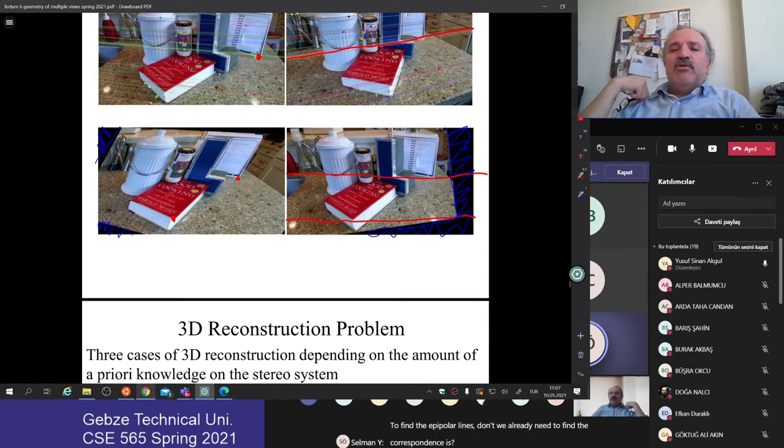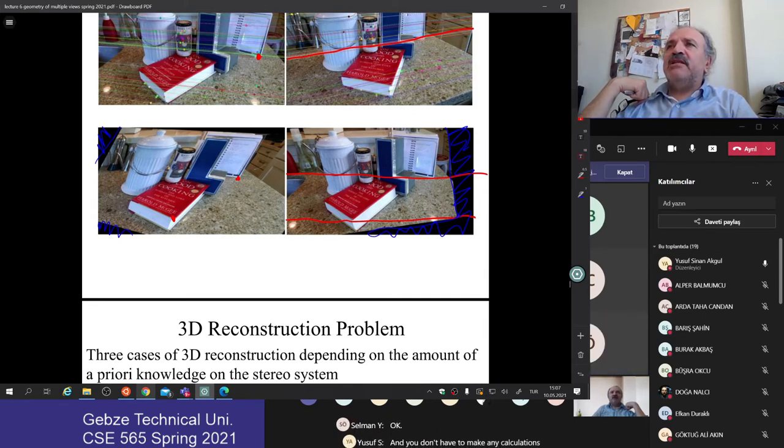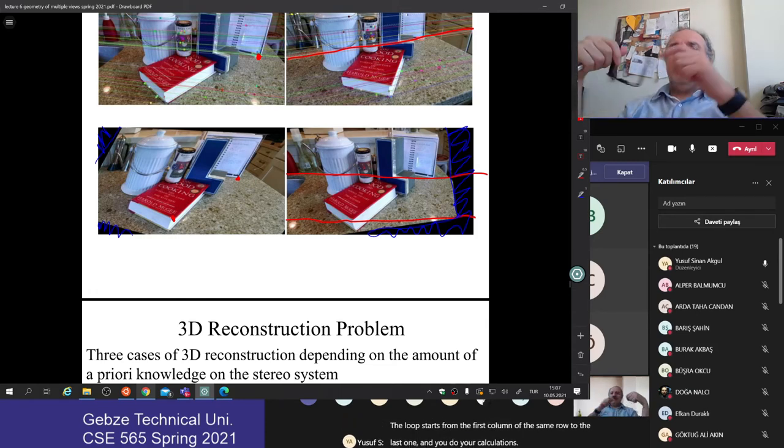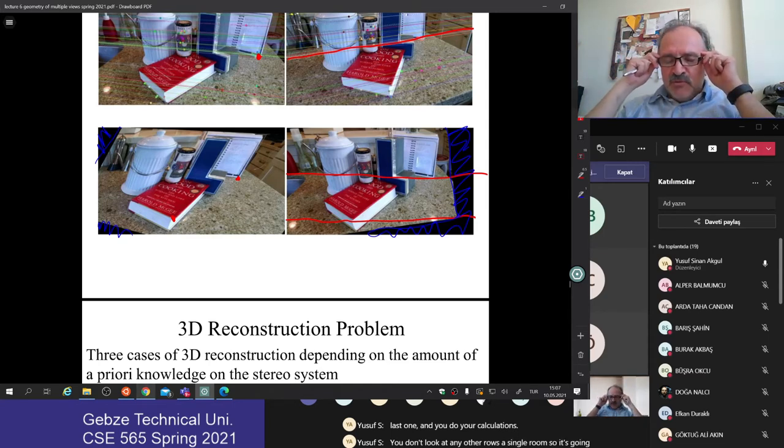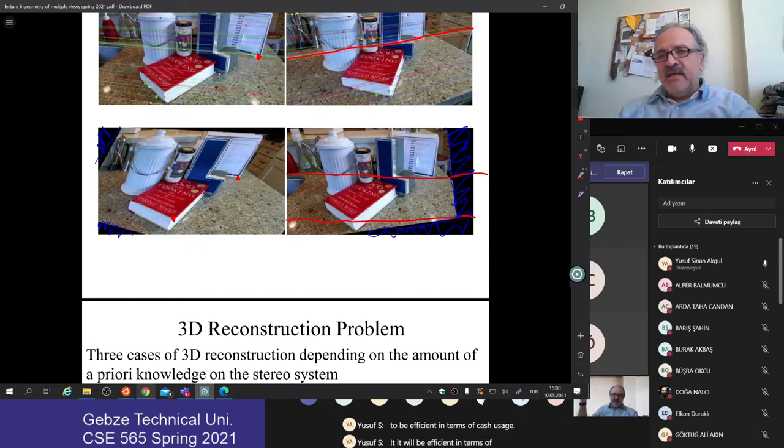To find the epipolar lines, no. If the images that you have are rectified, you don't have to find the epipolar lines. The epipolar line is already in the other image, the same row. And you don't have to make any calculations. And the nice thing is that you write a simple loop. The loop starts from the first column of the same row to the last one, and you do your calculations. You don't look at any other rows, a single row. So it's going to be efficient in terms of cache usage. It will be efficient in terms of not calculating an analytic line.